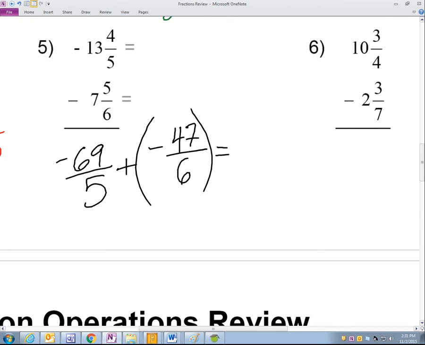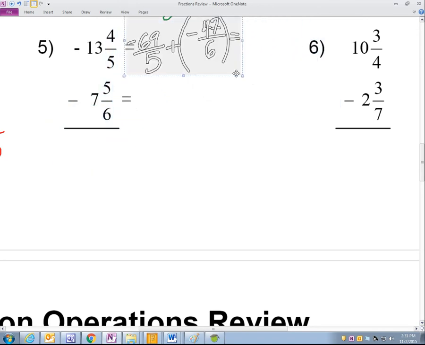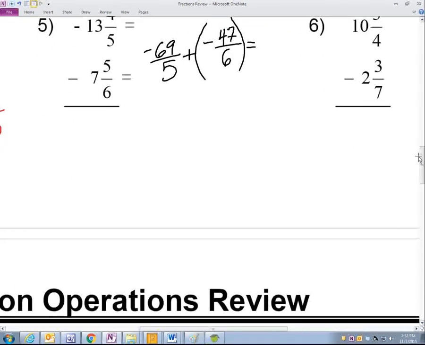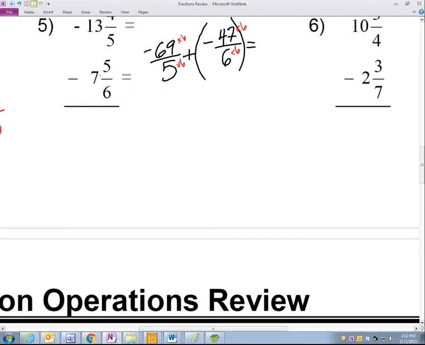So I have 69 fifths. I need to multiply these to get a common denominator, and the shortest one is actually when I multiply them together. So what I'm going to do is multiply this times 6, this times 6, this times 6, this times 6. And because I'm familiar with the distributive property that we've done in the past, you're right, 5. Thank you for catching that. Yes, this should be 5. Good catch, Chloe.